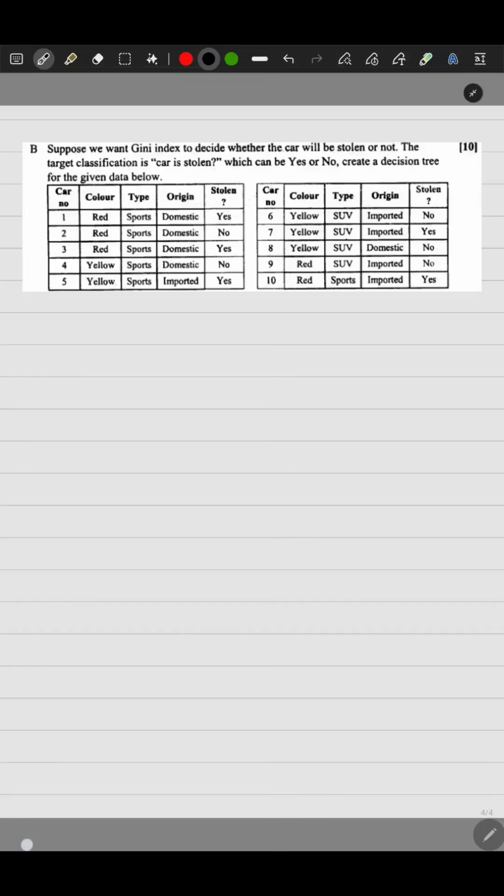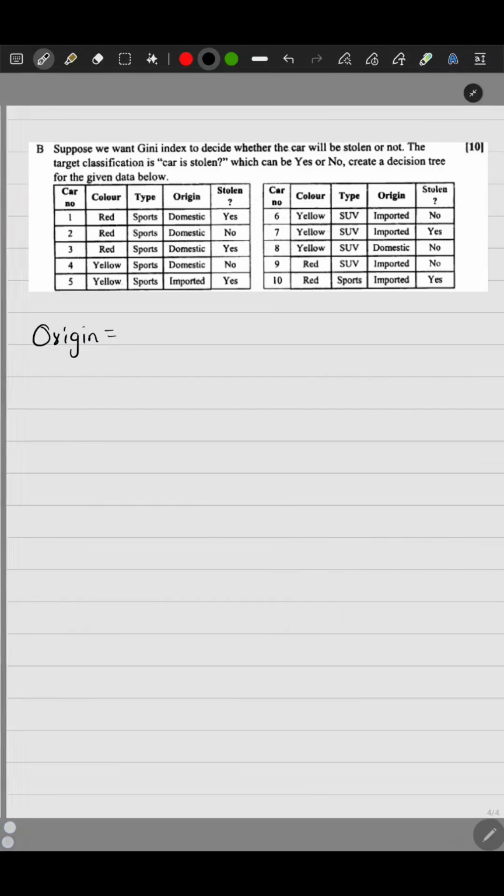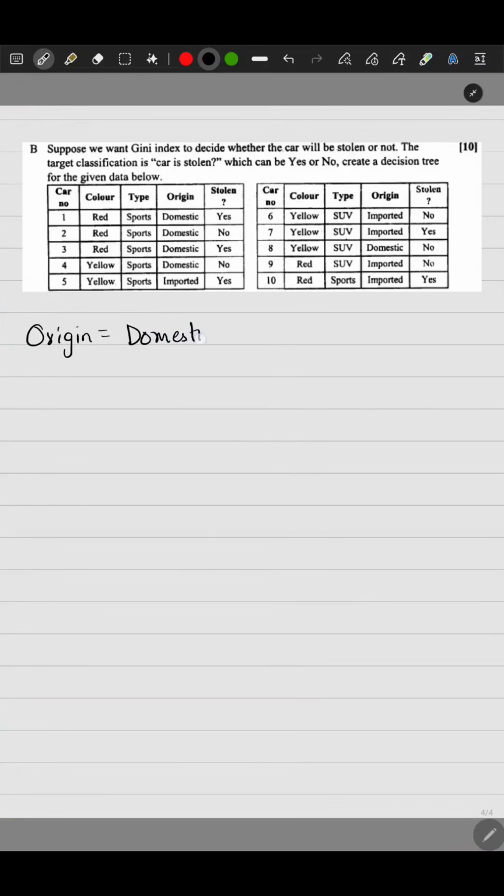The third attribute is origin. Origin has only 2 possible values again. Origin can be domestic or imported, and there are 5 rows with domestic as the origin, and 5 cars which were imported. Out of domestic cars, how many have yes? 2 domestic cars were stolen and 3 domestic cars were not stolen.